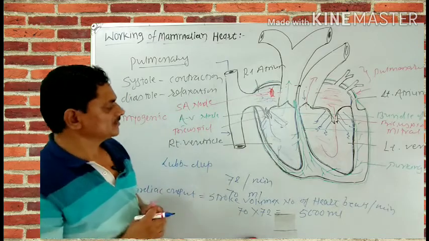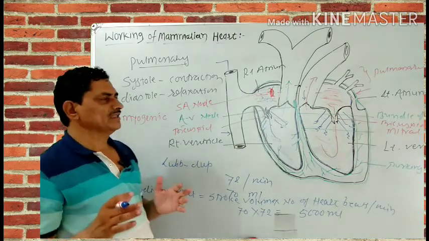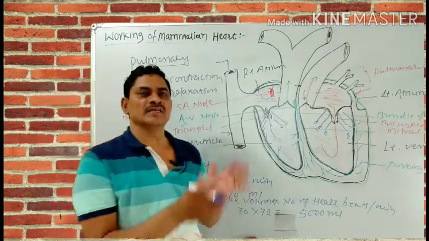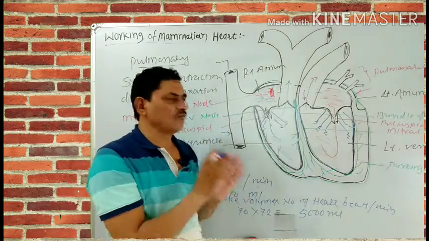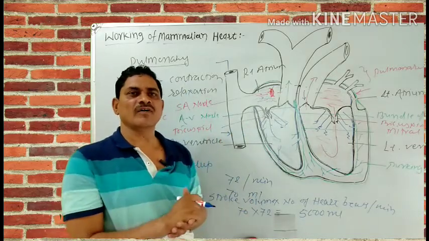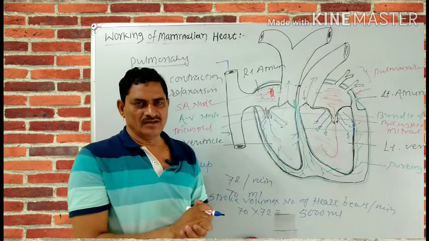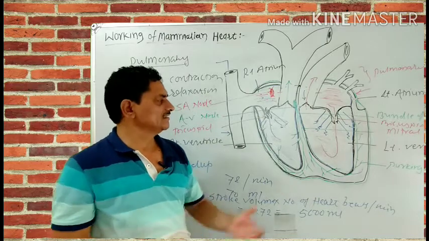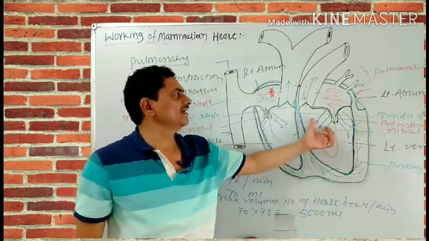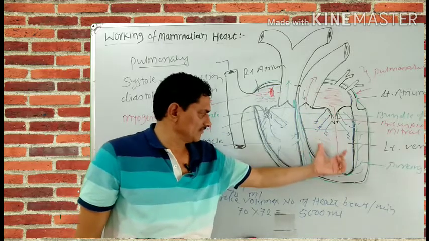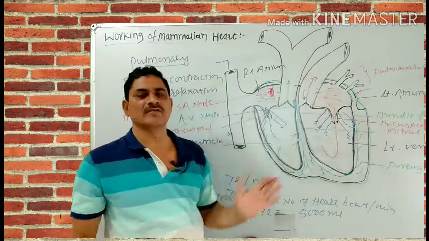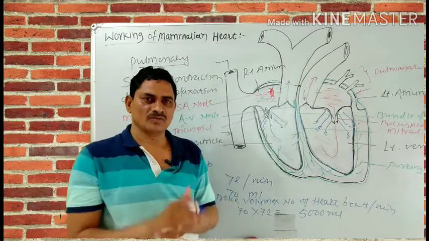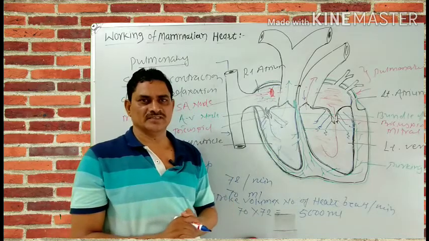We also see how much cardiac output takes place in 1 minute: near about 5000 ml of blood per minute. This is carried through the left ventricle, which is the pure blood, and is circulated to all parts of the body through the systemic circulation.